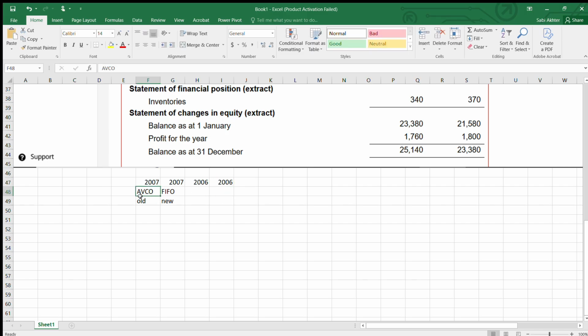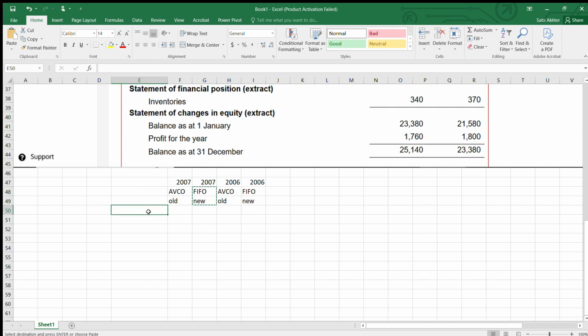So LIFO old and FIFO new. Okay, now the first item that I'm going to write is my open inventory.